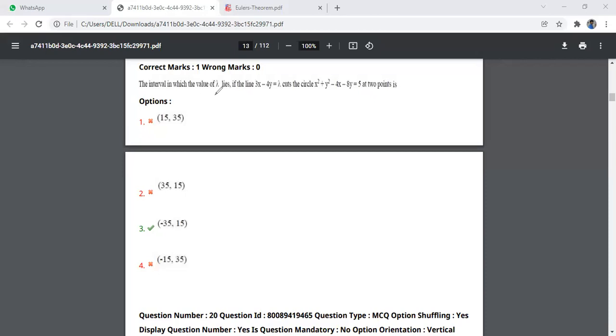The interval in which the value of lambda lies, the line 3x minus 4y is equal to lambda cuts the circle x square plus y square minus 4x minus 8y. So if you take, this is the circle, whenever the line is cutting the circle, it will become a secant. It is going to be a tangent. Why? Because tangent means it will be like this. This is the tangent.